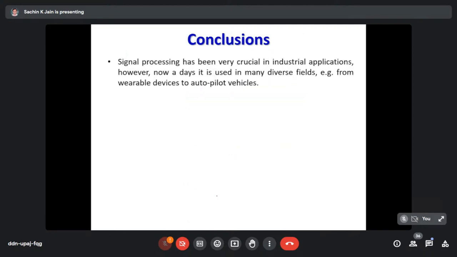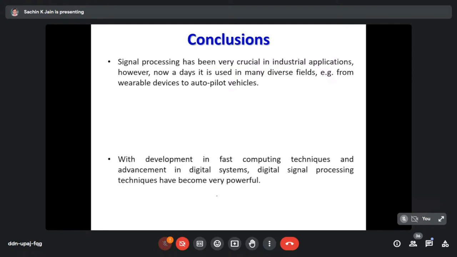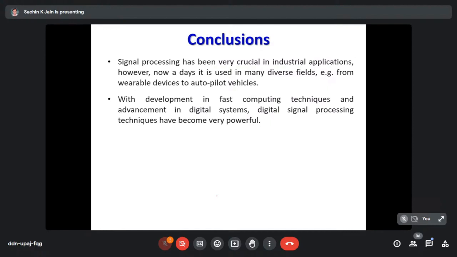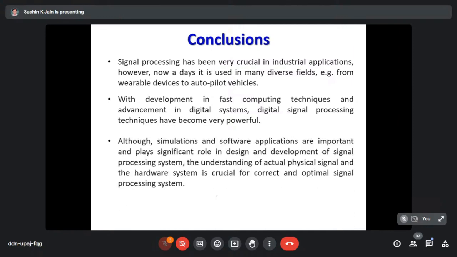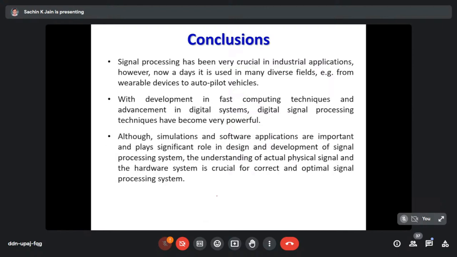So let me conclude. Signal processing is very crucial for industrial applications, but nowadays it has become more important because of many diverse applications. You might have heard about autopilot vehicles and many wearable devices for health monitoring. With the development in fast computing techniques, the dreams have come into reality. What we could only have thought of earlier is now reality just because of rapid growth in semiconductor technology and computing systems.